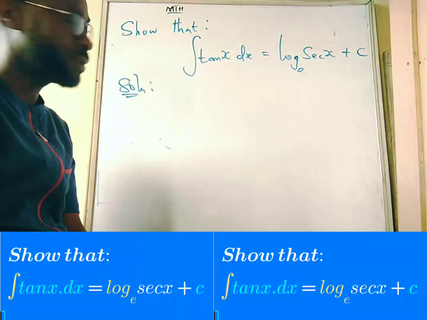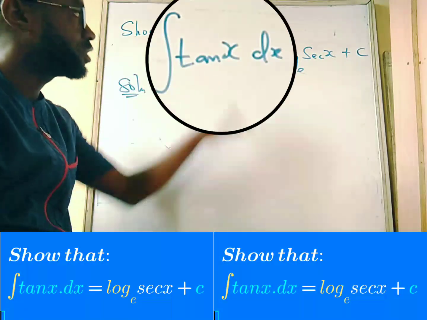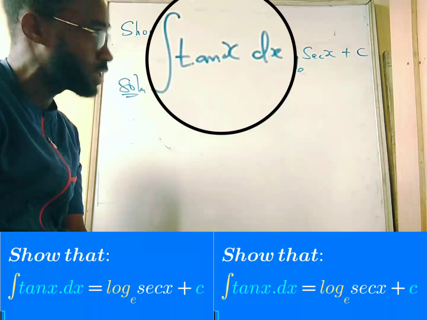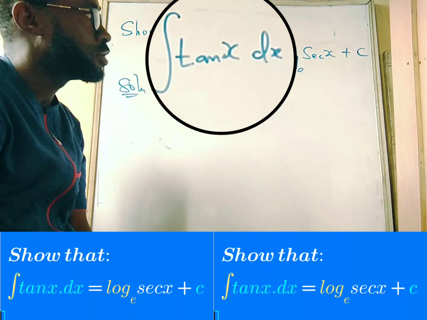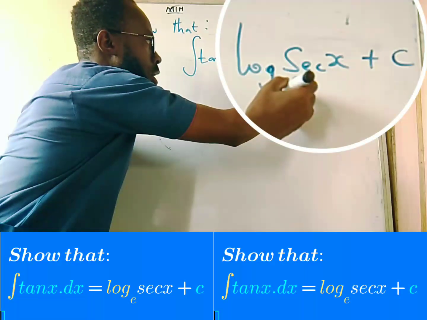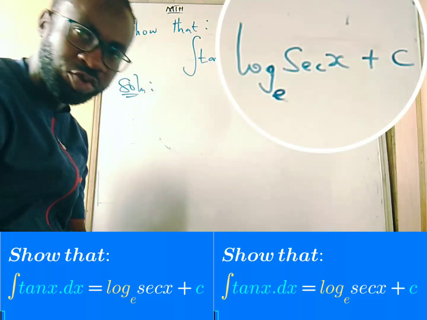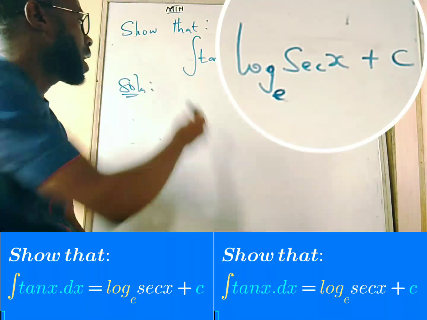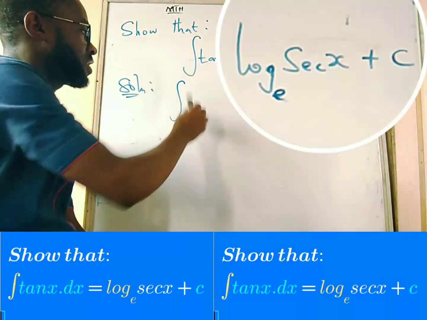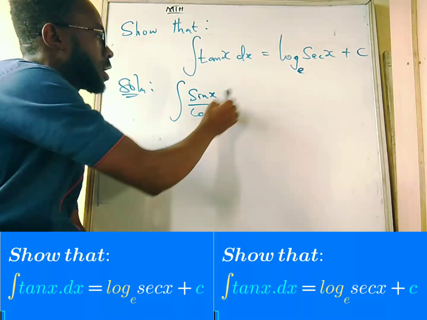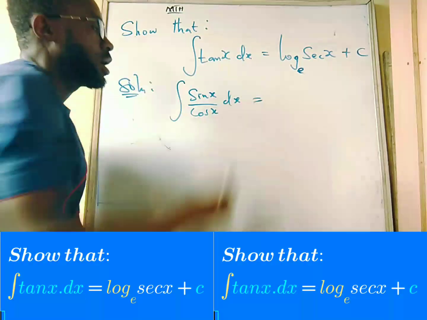We have a question on the board that says we should show that the integral of tan x dx is equal to log to base e of sec x plus c. The first thing I'm going to do is write an identity for tan x, which is the same thing as sin x over cos x dx.